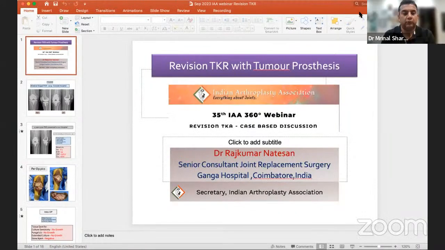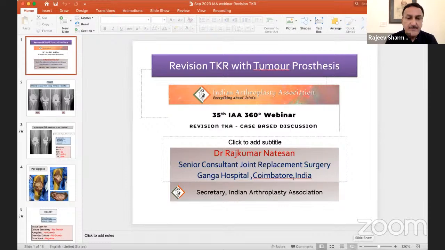In revision, you need zone 2 fixation, which can be provided with sleeves or cones and not with wedges. So they will just fill up the defect. They will not give you stability. So you need sleeves or cones and long stems.